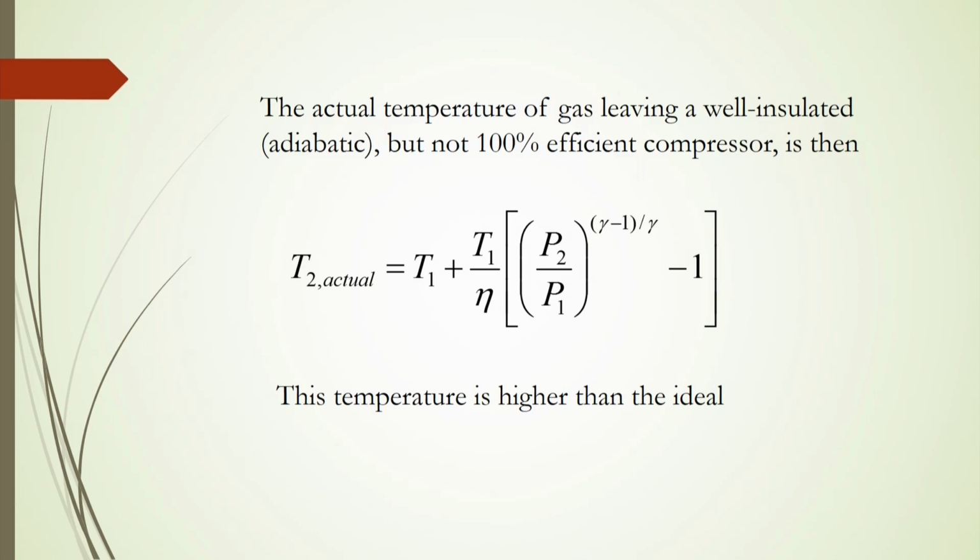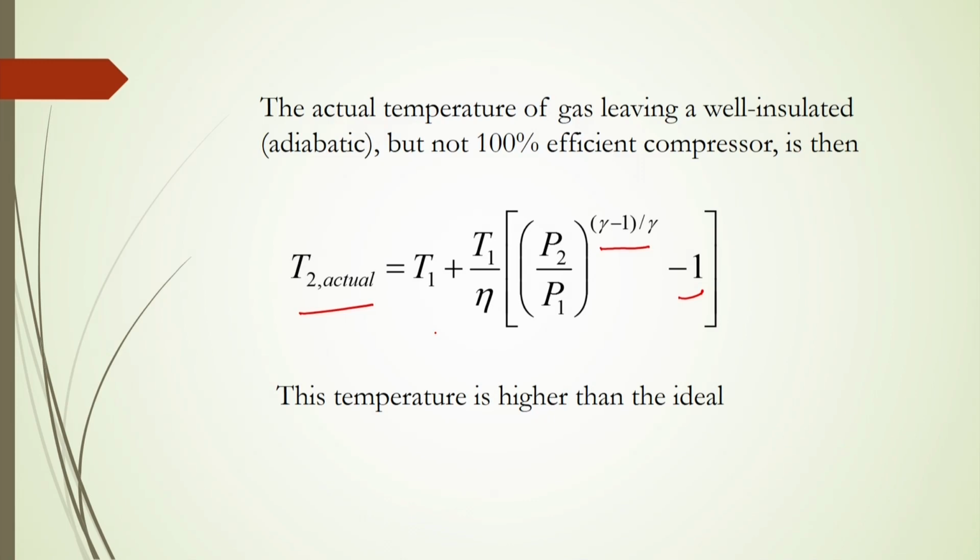The actual temperature of the gas leaving a well-insulated, adiabatic but not 100% efficient compressor is then calculated by T2 actual, which will be equal to T1 plus T1 by eta into ((P2 by P1) to the power (gamma minus 1) by gamma minus 1). So this gives the actual temperature at the higher pressure if you are considering that there will be frictional losses during compression from the lower pressure to the higher pressure.